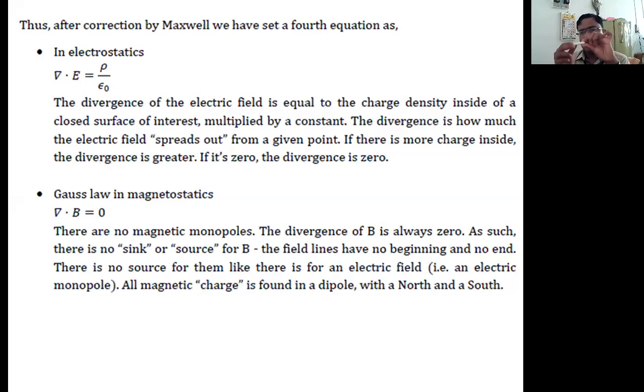Suppose that this is the north pole, this is the south pole. If I cut this into two pieces, you will have two pieces.